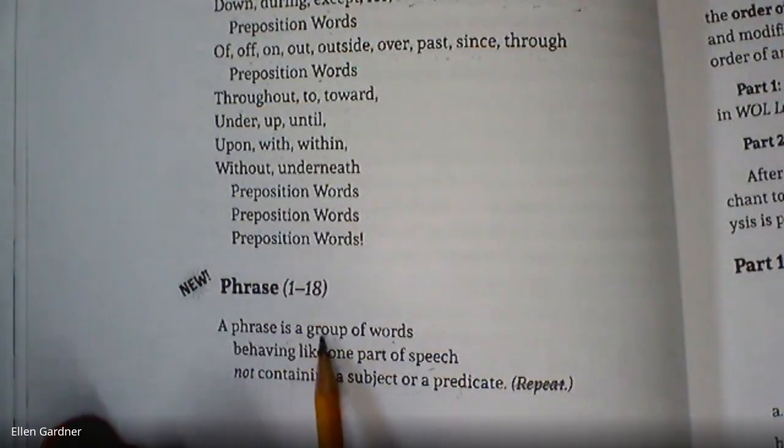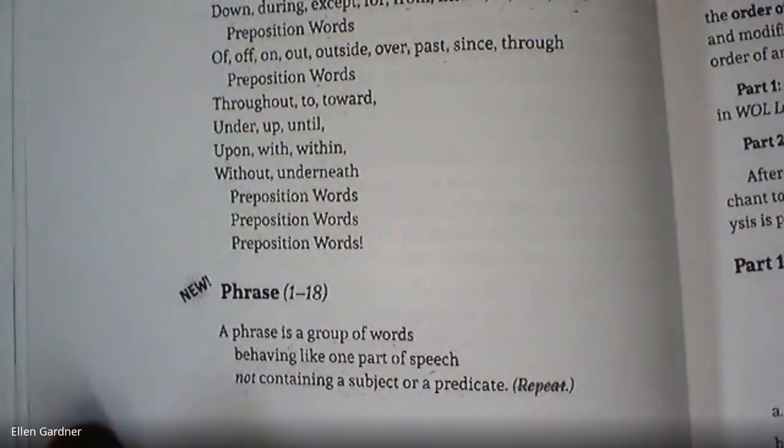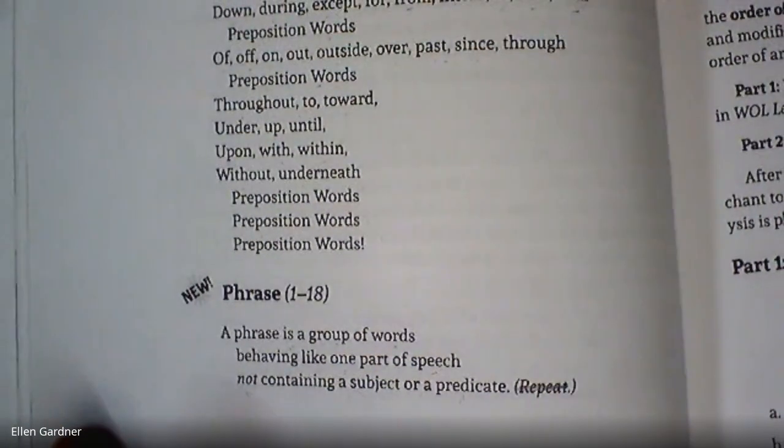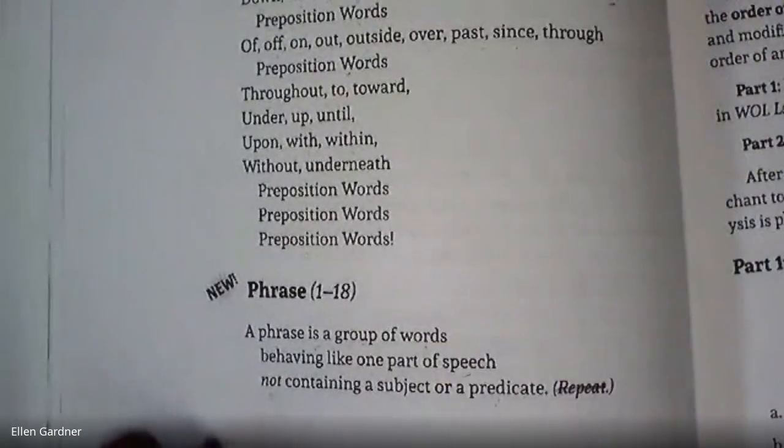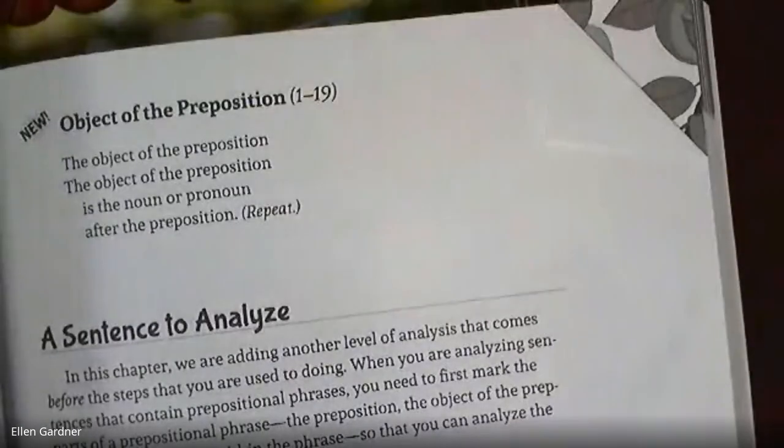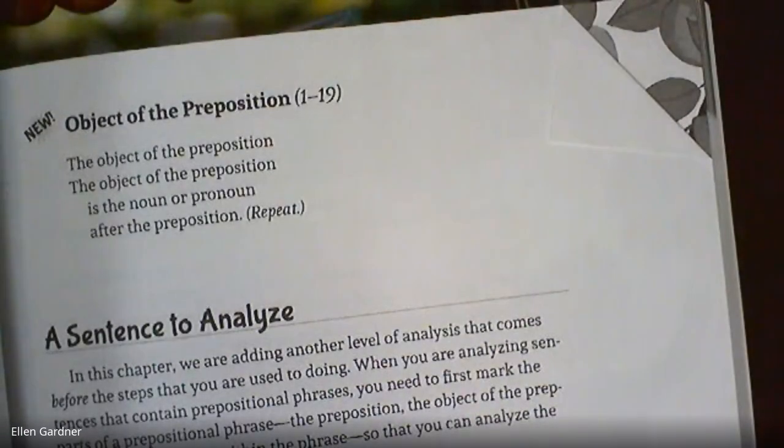So there it is. It's a group of words behaving like one part of speech. And we're mainly going to see it as an adverb. And it does not contain a subject or predicate. So it's not the main part of the sentence. It's just adding on extra detail. Finally, last song, object of the preposition. This one's kind of a country western style one. We'll sing it a couple times as well.